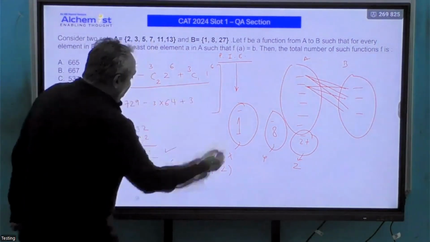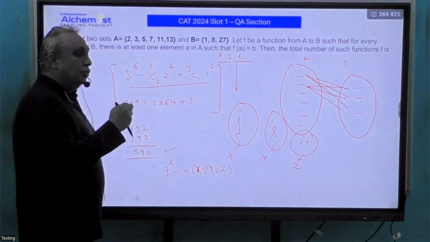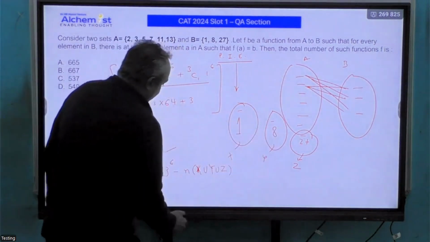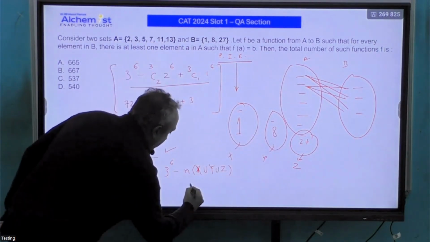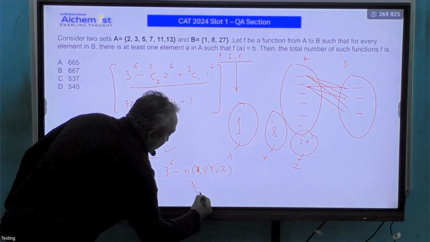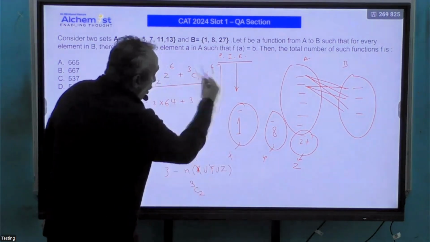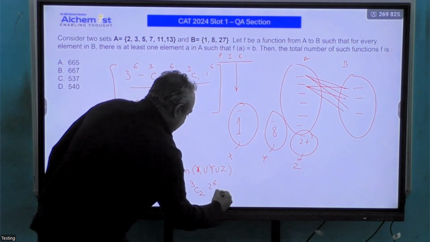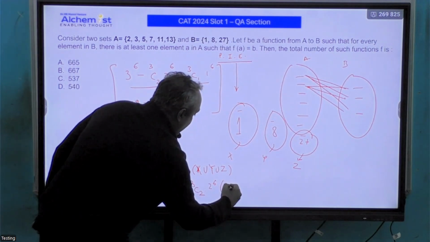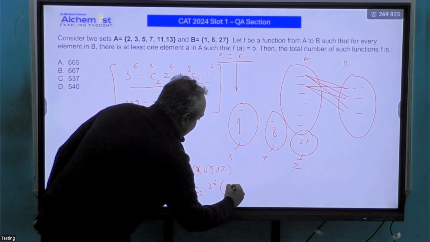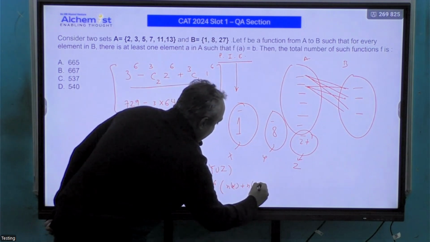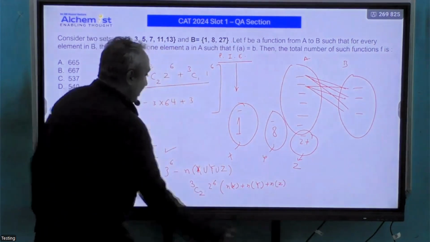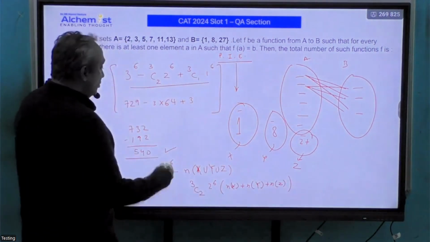So that means all the elements in X are being mapped to two possible output elements in B, which are 8 and 27. So for that, we take which 2 elements to choose, and all the 6 elements will be mapped to those, that is 2 to the power 6. So this is nothing but nx plus ny plus nz. I've got this value.